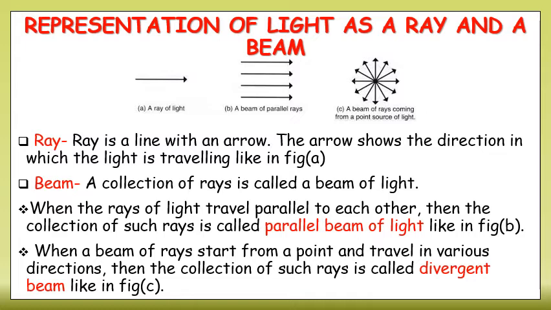Now, when a beam of rays starts from a point and travels in various directions, then the collection of such rays is called a divergent beam of light. Like you can see in figure C, these rays are coming from a point source of light and they are traveling in various directions. So such a beam of rays is called a divergent beam. Okay.